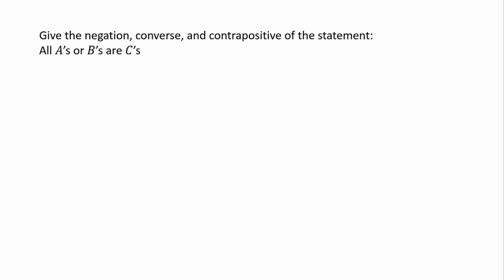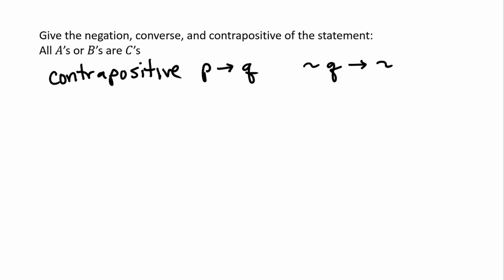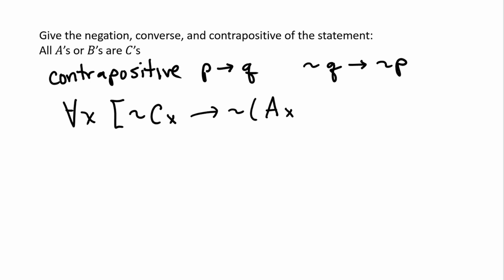Give the contrapositive of the statement. The contrapositive of P implies Q is not Q implies not P. And the contrapositive of a statement is equivalent to the original statement. So let's mess with that for a minute, okay? So for every X that's not in C implies that the X is not in A or X is not in B.